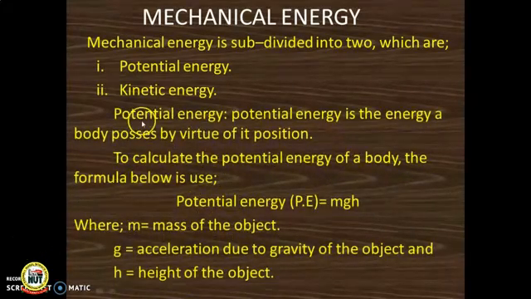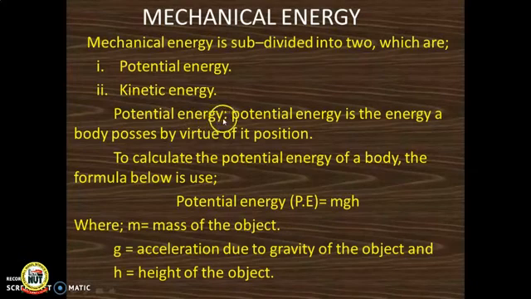Now, look at it here. You have the first one, potential energy, which is the energy a body possesses by virtue of its position. The body, or an object, in a particular position possesses potential energy. Are we together? Now, to calculate the potential energy of a body, you can use the formula below, which is mgh. Which is what? mgh. Now, m is the mass of the object, g is the acceleration due to gravity, and h is the height of the object.